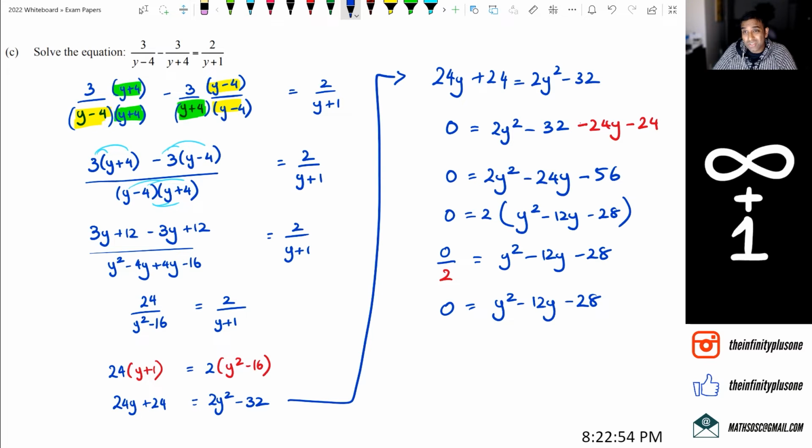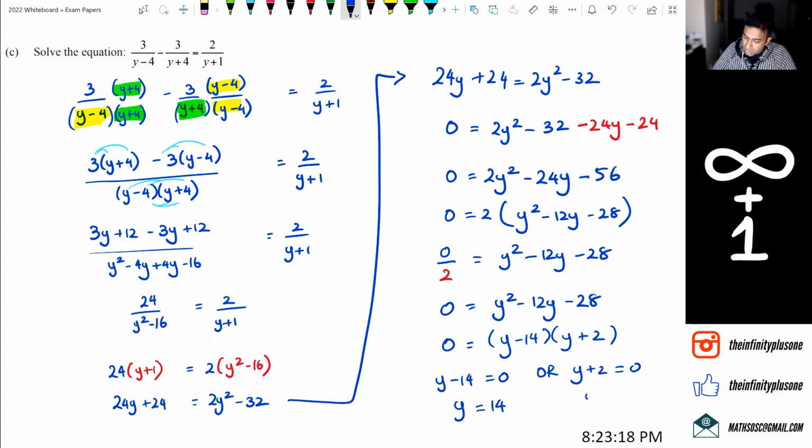Okay, I've got a nice little quadratic equation here, so I'm going to factorize it. I'm looking for two numbers that multiply to negative 28 and add up to minus 12. So I've got minus 14 and plus 2. Here I can say y minus 14 equals 0, or y plus 2 equals 0. In the first instance, y equals 14, and in the second instance, y equals negative 2. Grades-wise, getting both of these solutions is going to get you an excellence.